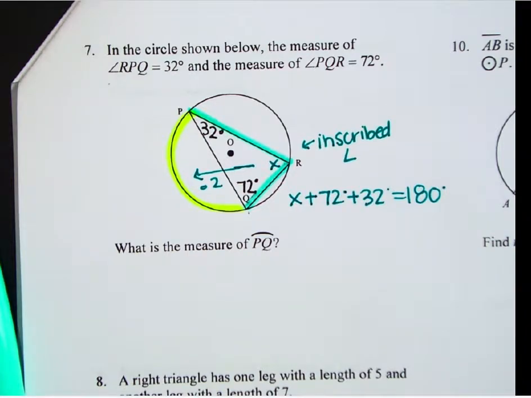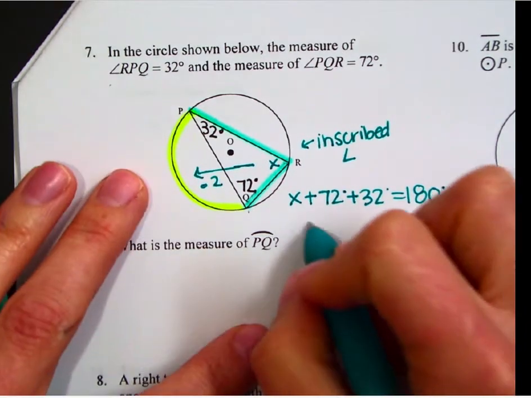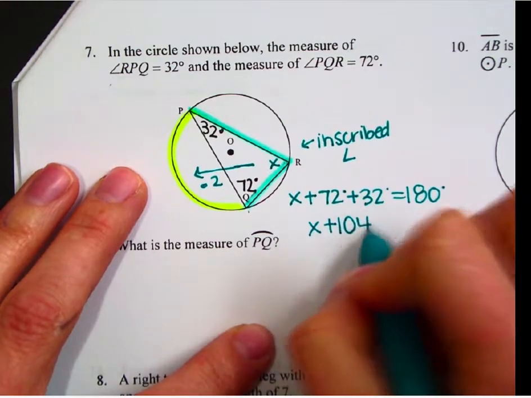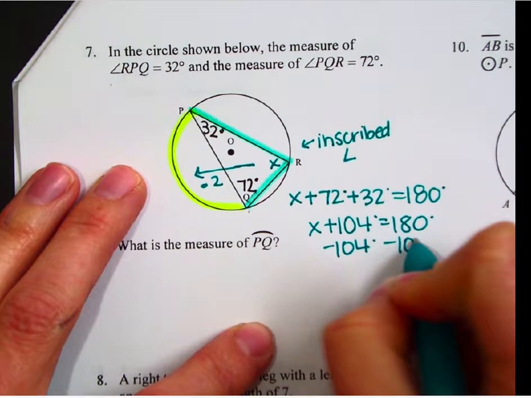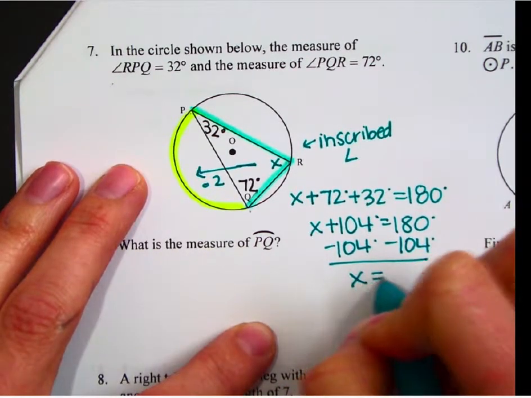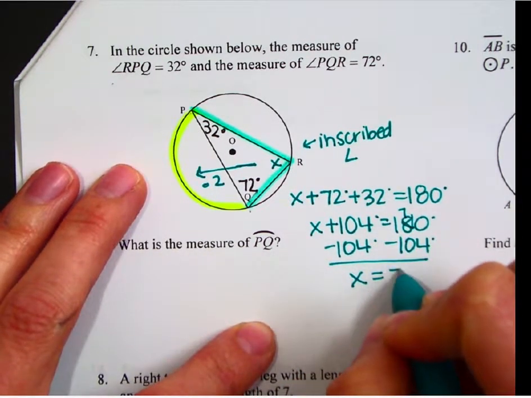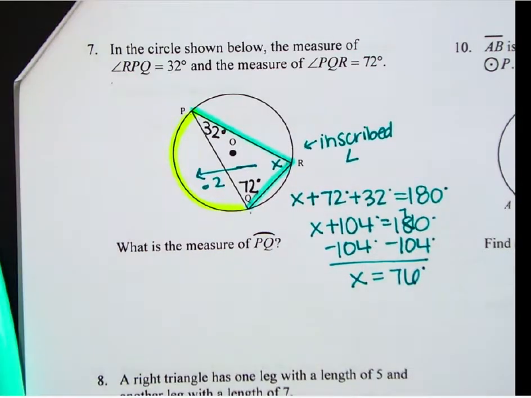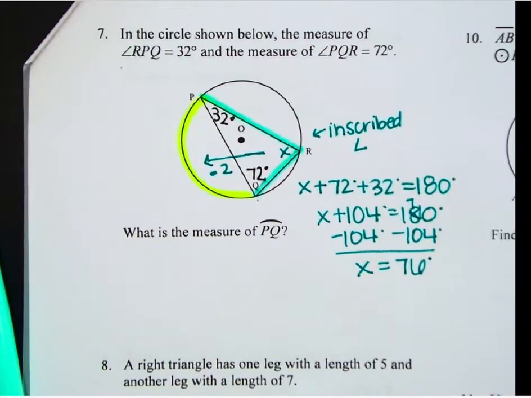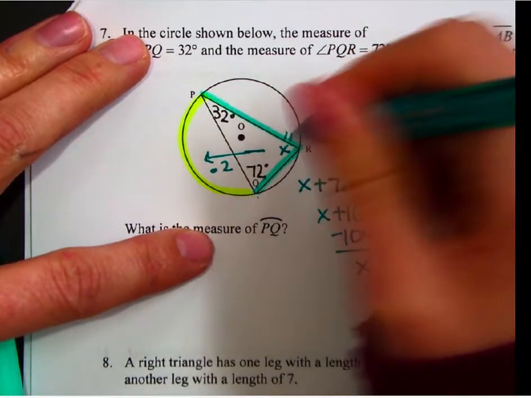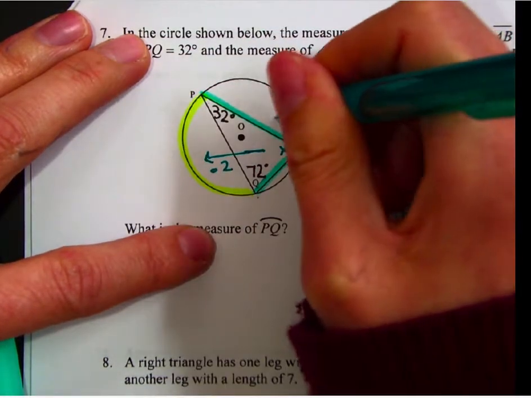So combining like terms, we will get x plus 104 degrees is equal to 180 degrees. Subtract 104 degrees, x is equal to 76 degrees. But that's not my answer. That's just this right here that I wanted to find. I wanted to find this angle measure.